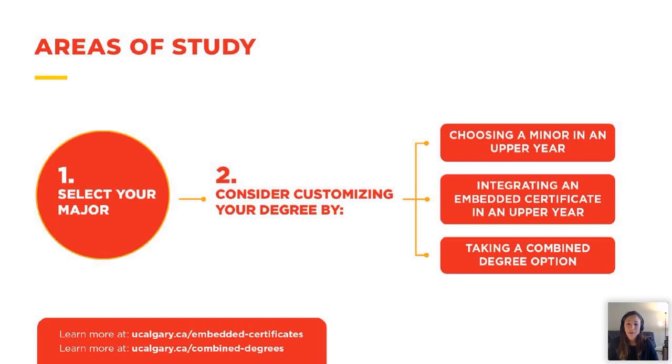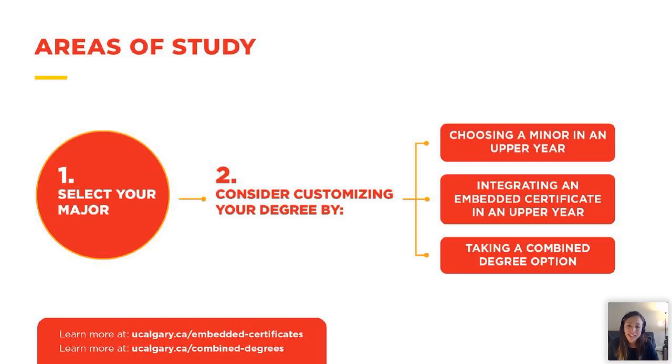Within those 250 programs, there is basically the option to complete embedded certificates. You can choose a minor in your upper years, and we also have the option for students to take combined degrees. So a regular degree here is going to take 4 years to complete if you're studying full-time, whereas if you do a combined degree, that can take 5 years, and essentially you would earn 2 degrees.